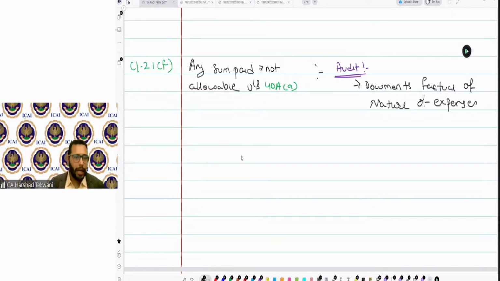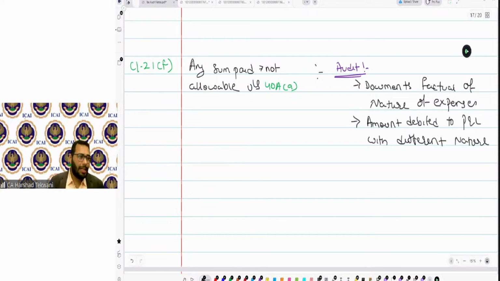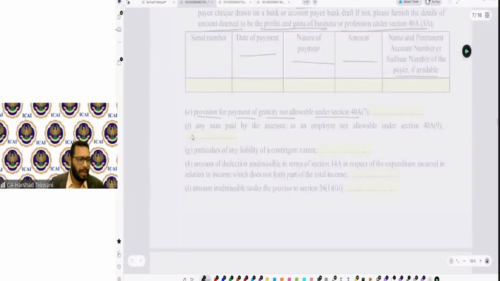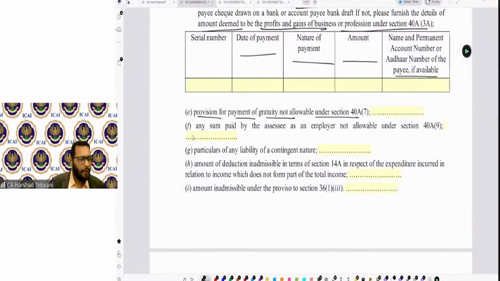So accordingly, I need to check for amounts debited to P&L with a different nature than what the actual nature is. That is 21F. Any sum paid by assessee as an employer not allowable under section 40A.